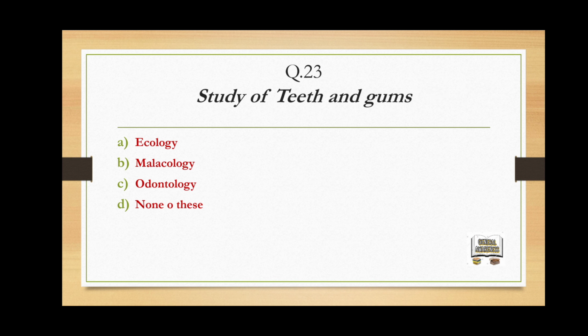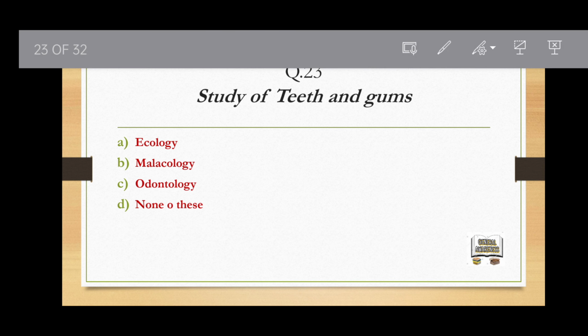Next question. Study of teeth and gums. Option A ecology, option B malacology, option C odontology, option D none of these. The correct answer is option C odontology.